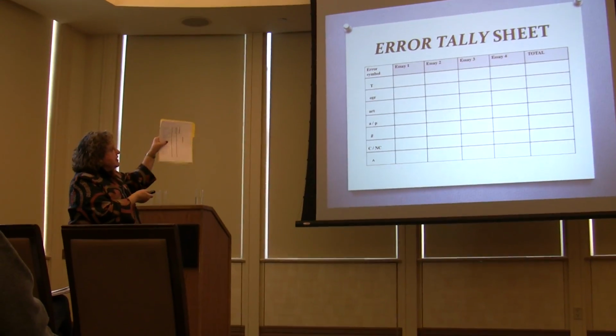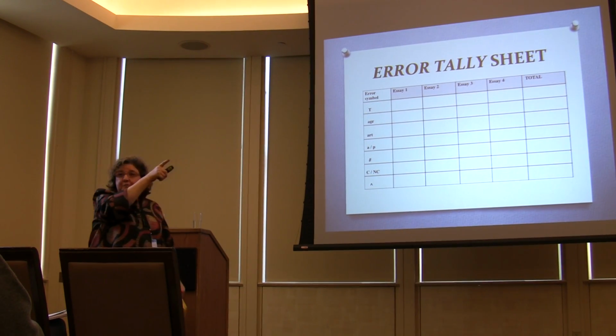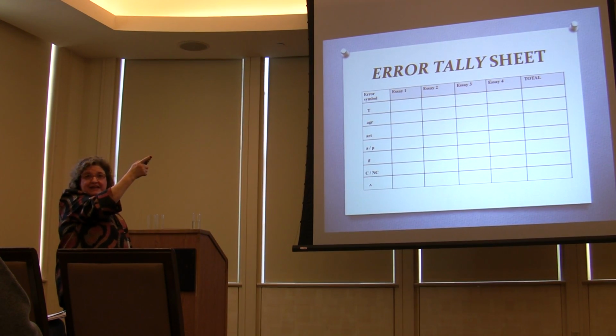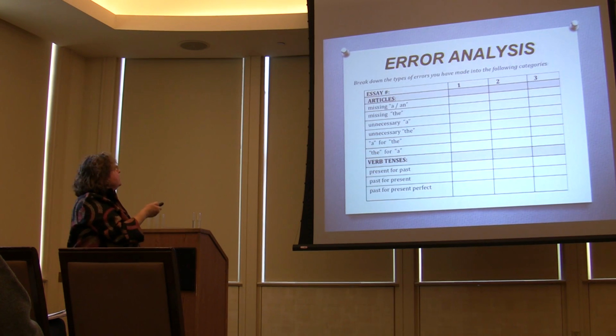So this was the original error tally sheet, and they fill it out. I just wrote essay 4, but they do this throughout the semester, so there could be 12 essays, and hopefully what we see is that the numbers go down in each category.